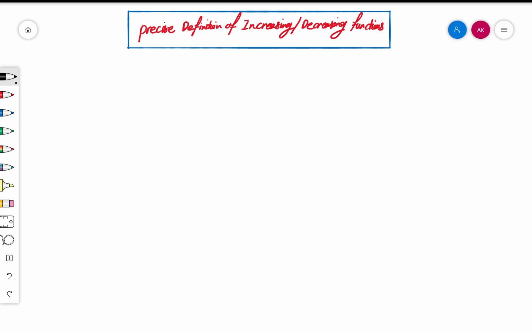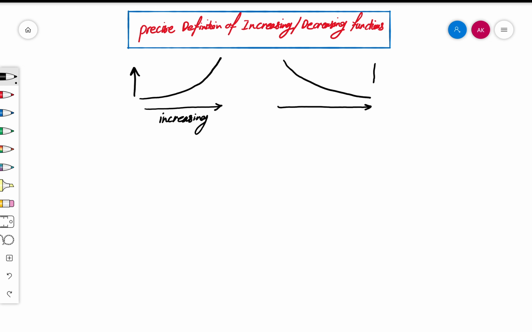Hello everyone. In this video, we are going to see what is the precise definition of increasing decreasing function. Just recall that we say a function is increasing if as we move to the right, its graph goes up. This we call increasing. And if we move to the right, the value of the function or the graph of the function goes down, then we say the function is decreasing. So we want to make this statement or this definition precise mathematically.